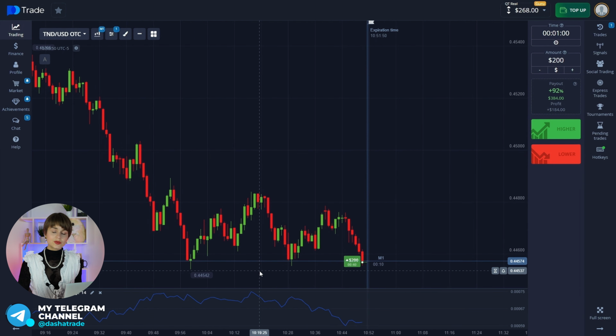Here's another advice for you guys. Please do not open a cover if you see that ATR is changing its direction or it starts to. In such cases, it's better to switch to another currency pair or stop trading for some time.